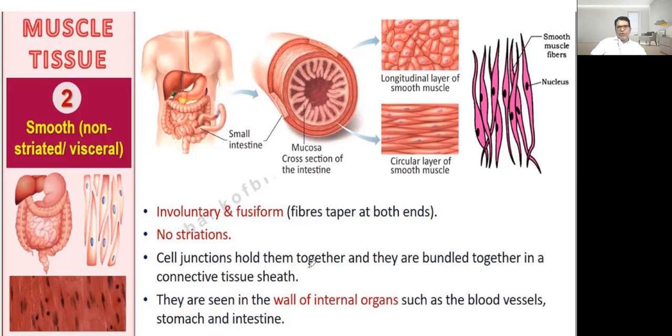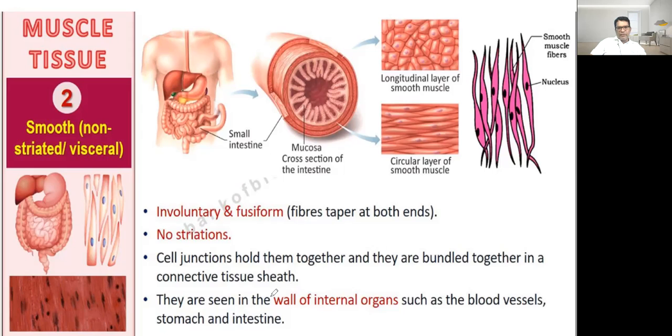Cell junctions hold them together and they are bundled together in connective tissue. They are seen in the walls of internal organs such as blood vessels, stomach, and intestine. You cannot tell your intestine to stop digesting food. Stop.